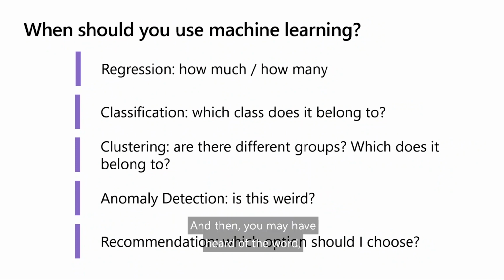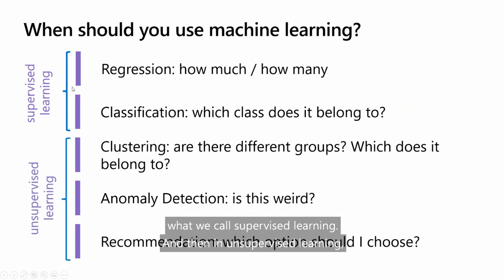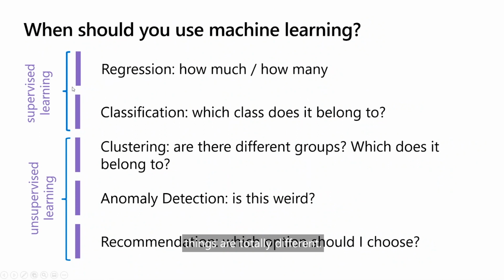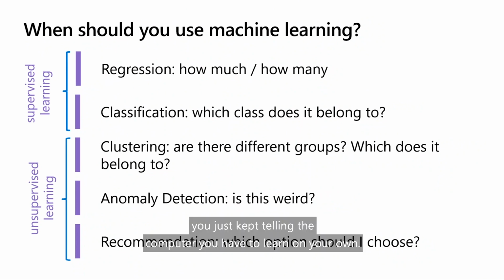And then you may have heard of the words supervised learning and unsupervised learning as well. We'll talk about it here. So supervised learning is you teaching the computer this is right or wrong, or this is the result we expected. So you do manual tagging with the customer. You teach it what the result looks like, and this is what we call supervised learning. And then in unsupervised learning, things are totally different. You don't tell the results to your computer. You just keep telling the computer it has to learn on its own.